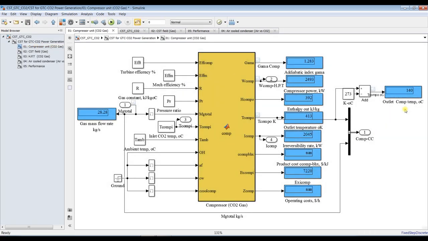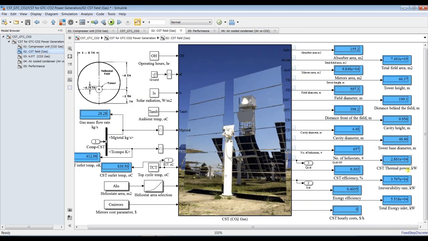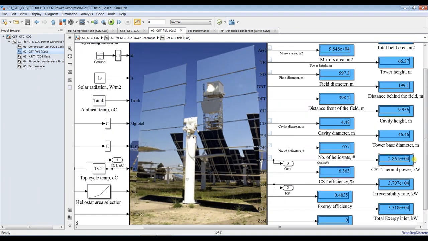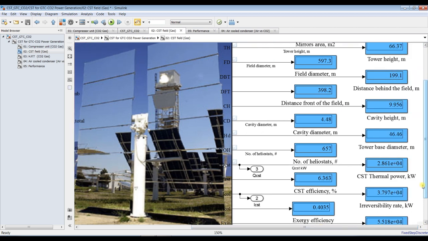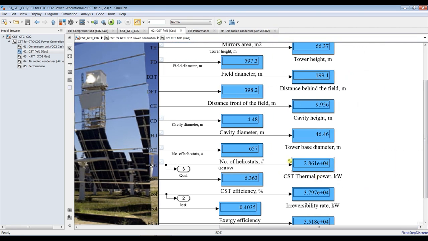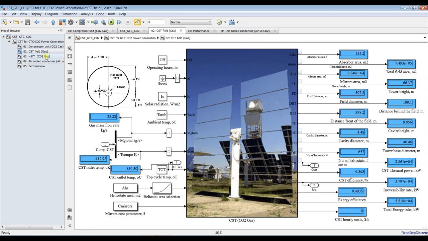Yes, 140 degrees Celsius. So I expected that the thermal load would increase from 2 × 10^4 up to 2.8 × 10^4 as the thermal power load on the concentrated solar field.